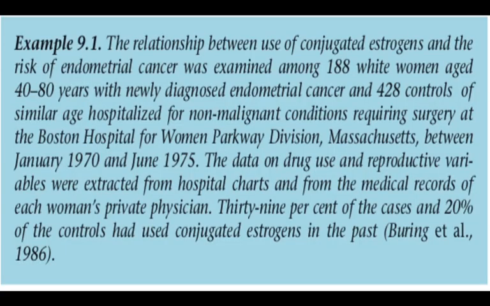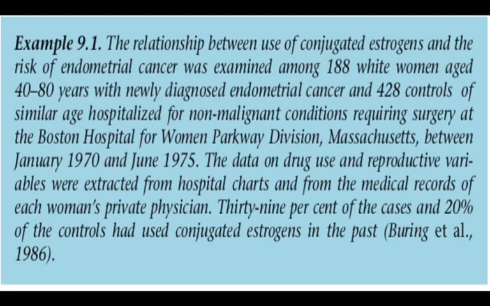So, as we have studied, let's go through an example. The example says that the relationship between use of conjugated estrogen and the risk of endometrial cancer, which you can say is uterine cancer, was examined among 188 white women aged between 40 and 80 years with newly diagnosed endometrial cancer, and 428 controls of similar age, hospitalized for non-malignant conditions requiring surgery at the same hospital. The data on drug use and reproductive variables were extracted from hospital charts and from the medical records of each woman's private physician.